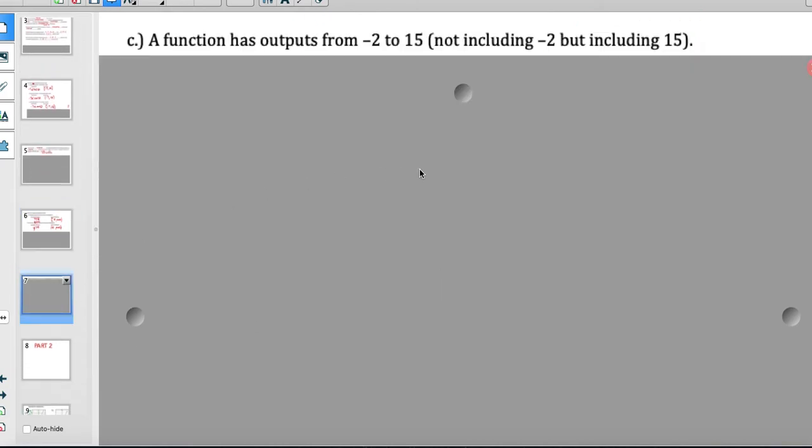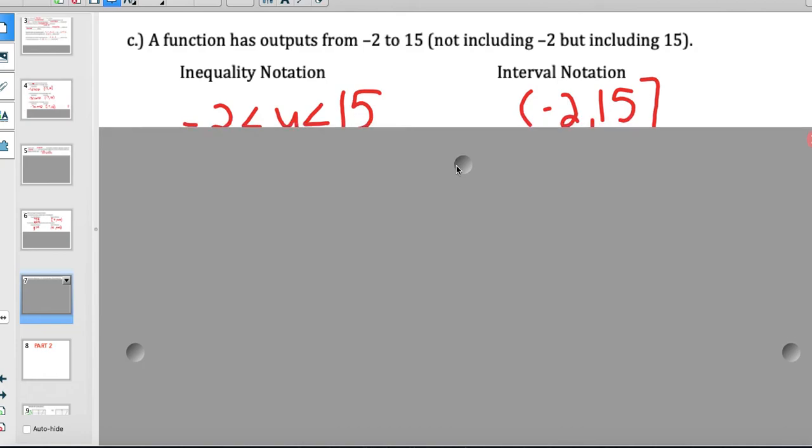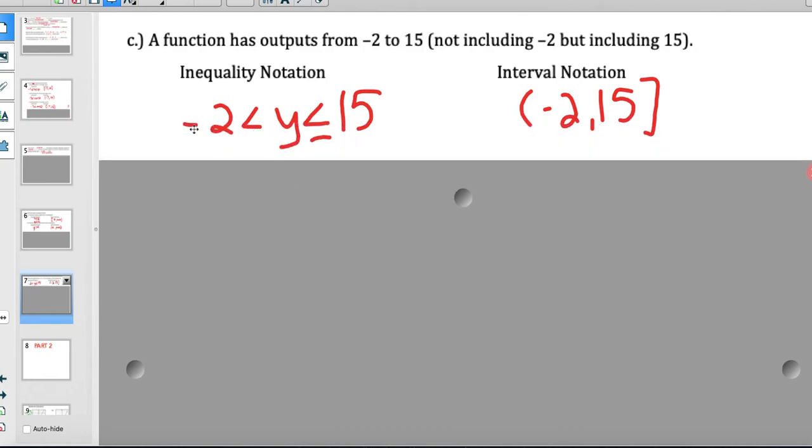And the last two examples here: a function that has outputs from -2 to 15, not including -2, but I do want to include 15. With that being said, we would go from -2 less than y, less than or equal to 15. So my range here is trapped. I have an upper and a lower boundary for the span of where I would have the data go. And then in interval notation, I'd have soft bracket -2, comma 15 with the hard bracket, because I want to include the 15.